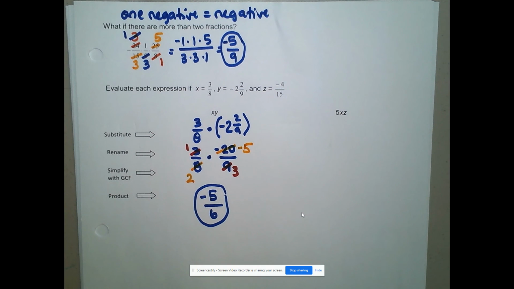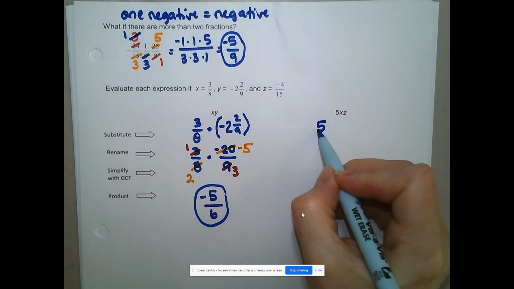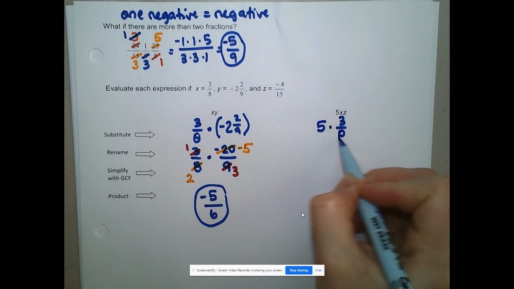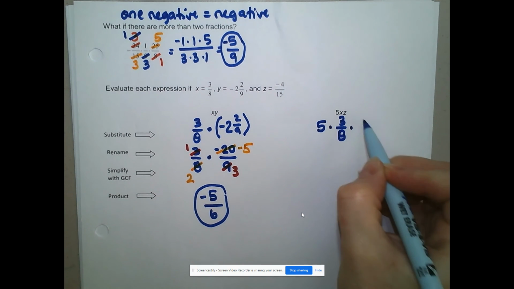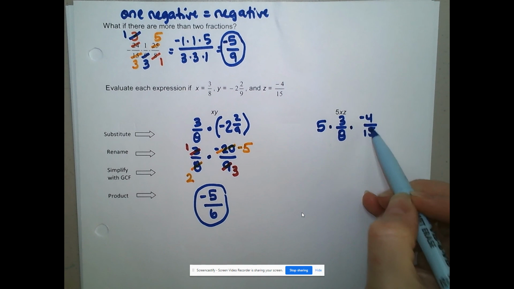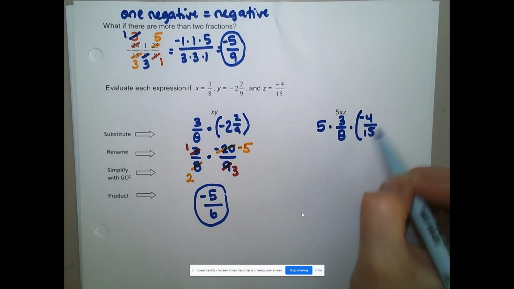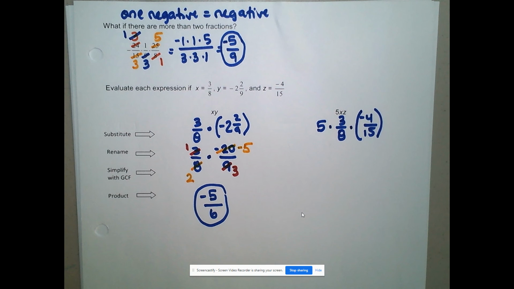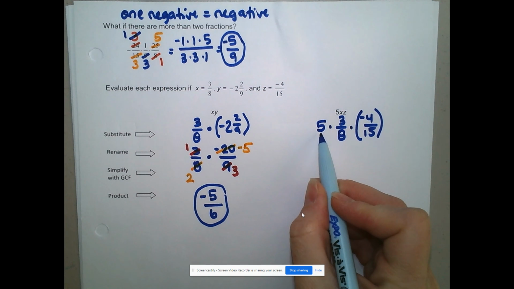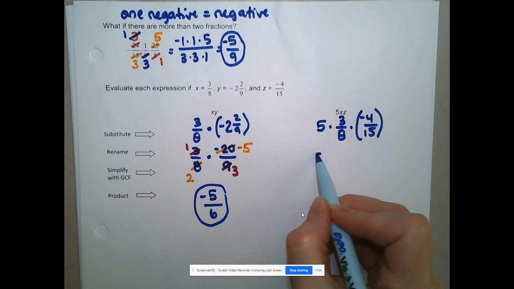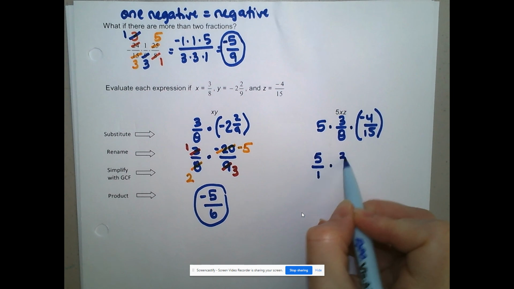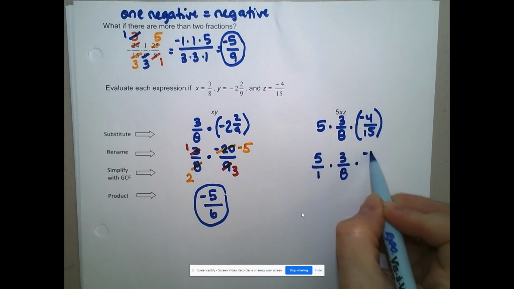The last one is 5xz. So the first thing I'll do is I will substitute 5 times x is worth 3/8 times, and then z is worth -4/15. And because the negative is up with the 4, you can leave it in parentheses or not in parentheses, and it would still work fine. But if your negative sign was out in front of the fraction bar, you would definitely want the parentheses there. The only renaming I have to do is the whole number. And we saw in the last unit that whole numbers can be written as fractions by putting them over 1. So 5/1 times 3/8 times -4/15.